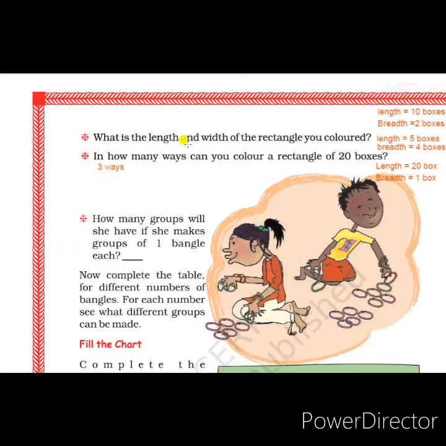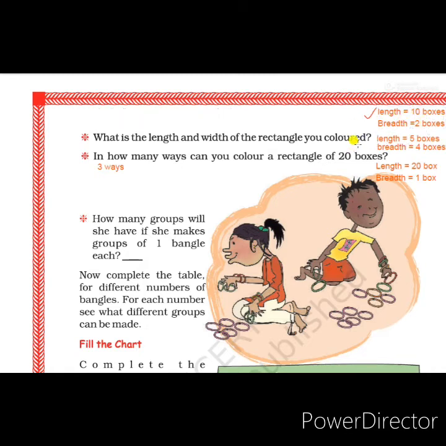Now the next question about this portion is, what is the length and width of the rectangles you colored? Here we have made 3 types of rectangles. One was grey color, another was yellow, and the third one was red color. So what is the length and width of each rectangle? The length of the grey color one was 2 into 10. So length is 10 and width is 2 boxes. Length is 10 boxes and width is 2 boxes.